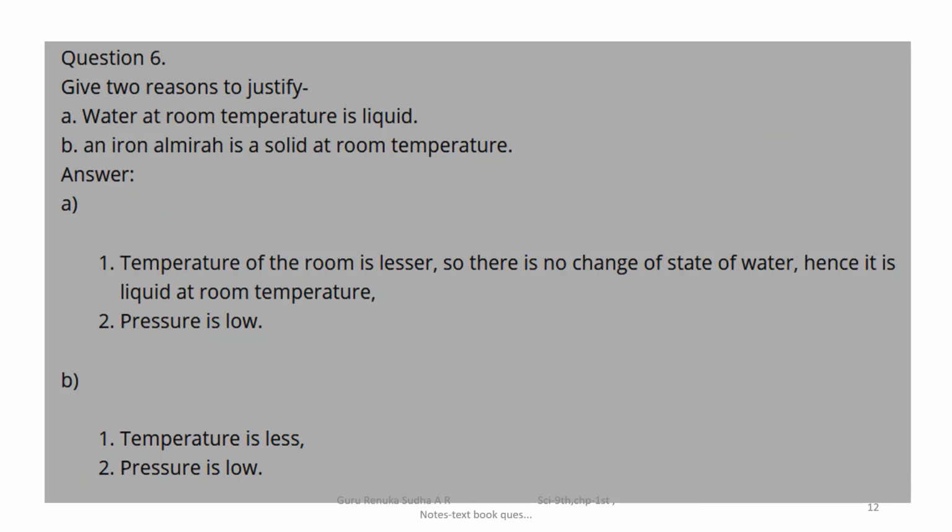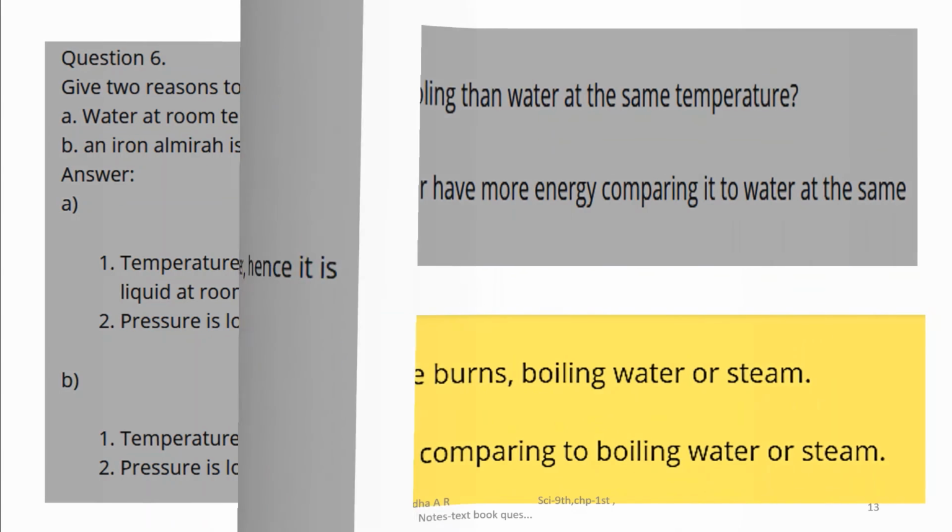Next question. An iron almirah, that means a Godrej bureau, is a solid at room temperature, definitely. It is solid because the temperature is low, and the pressure is also very low. Due to that reason, solid substances like iron, all metals and other substances are solid at room temperature. Metals are always in a solid state at room temperature. You have to write that.